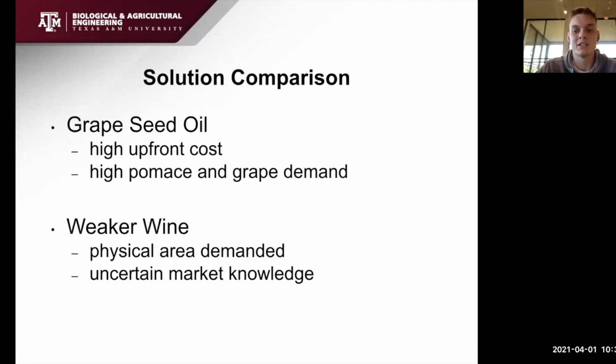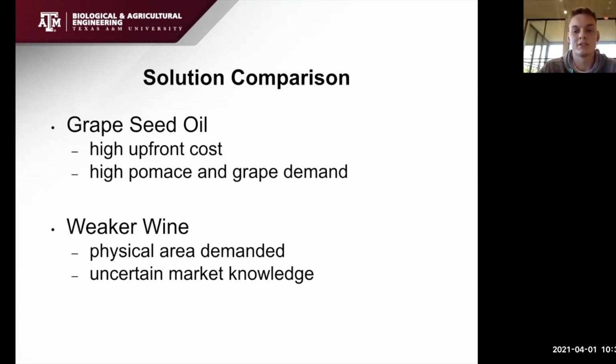Secondly, the process demands a massive amount of pomace. If the business were to open specifically for the purpose of making just grapeseed oil, then they could justify using their entire supply of grapes on this. But for our client who already has an established winemaking business, this isn't necessarily a feasible side job to make a little extra revenue.